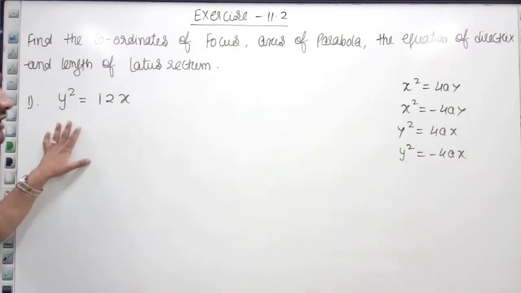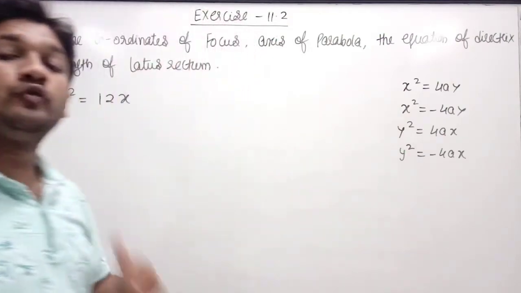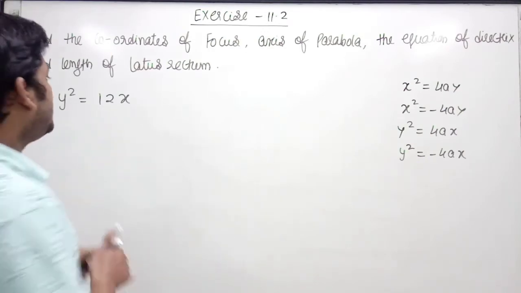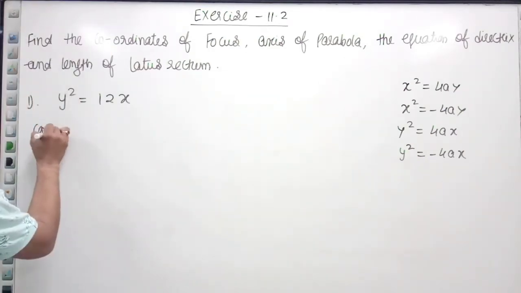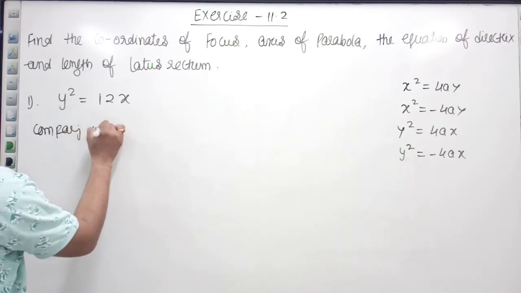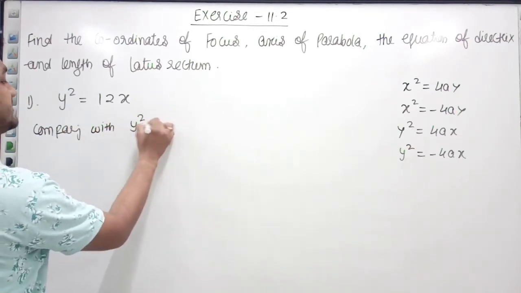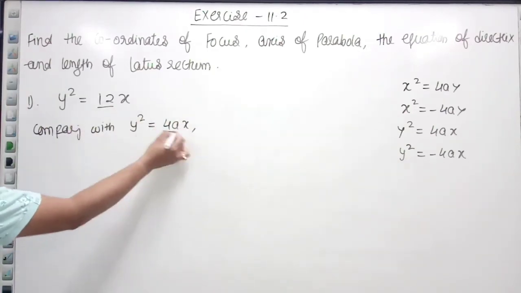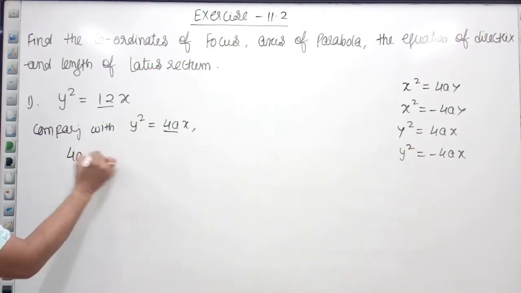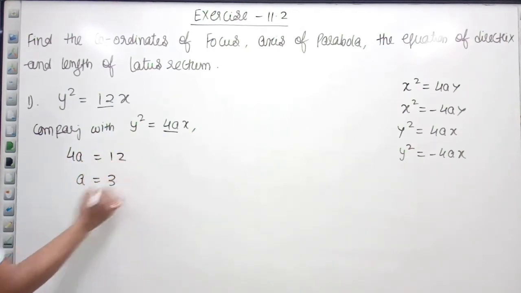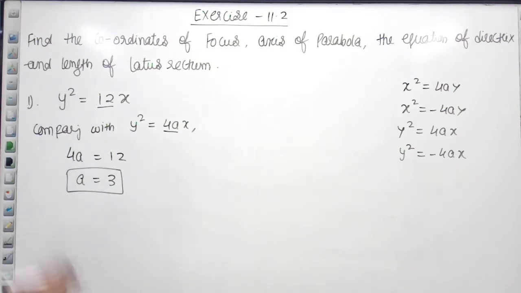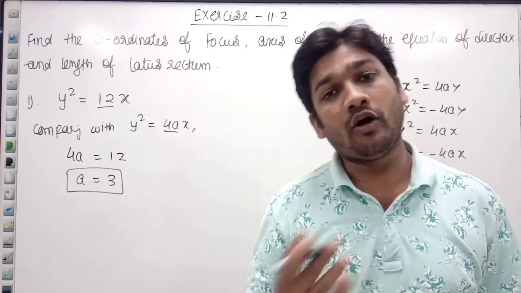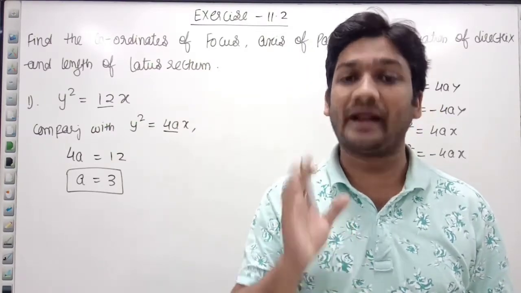Now if I compare it with these four equations, to which equation can we compare? We can compare y square equal to 12x with y square equal to 4ax. So what we get is that in place of 12 we have 4a. So 4a is equal to 12, a equal to 3. The first thing that we will be finding is the value of a. Now if we know the value of a, we can find all the things that are asked related to the parabola.